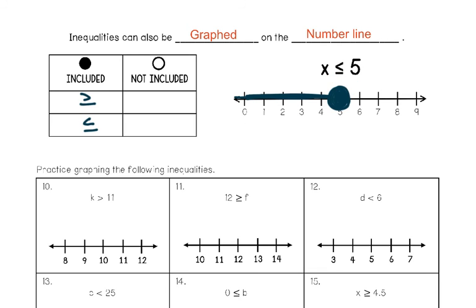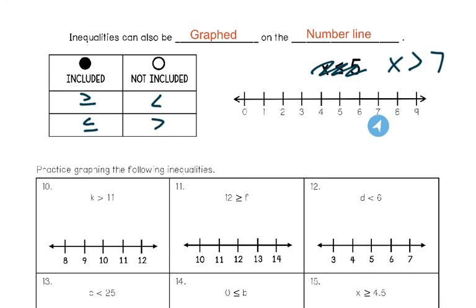So I start by bubbling in at the number if it's got an equal to sign underneath of it, and then I shade. However, there are some cases when you don't bubble in, and that's if you have a less than or a greater than sign. So for example, let's pretend this does not say x is less than or equal to 5. Let's pretend it just says x is greater than 7. If this is the case, then I start at the 7, but instead of bubbling it in, I use an open circle. That's because it's not included in it. It's around 7, but it's not actually 7.